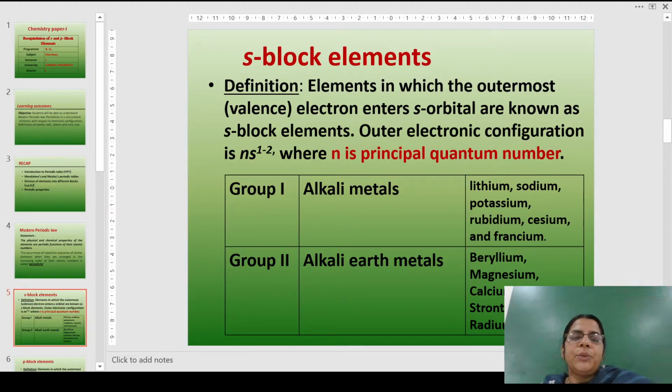Group 1, also known as alkali metals, consists of lithium, sodium, potassium, rubidium, cesium and francium. Group 2 are alkaline earth metals, wherein we have beryllium, magnesium, calcium, barium, strontium and radium.